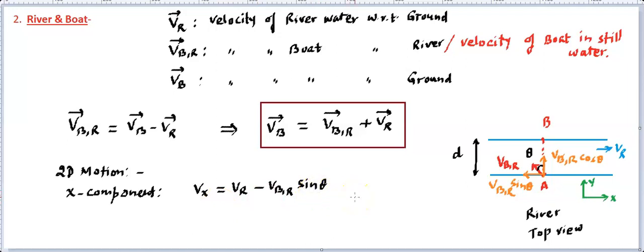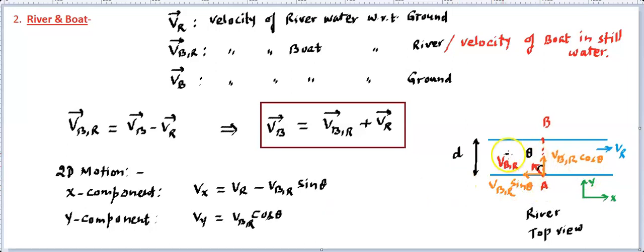Alright. And what will be the y component of this motion? The y component of this motion is going to have a velocity Vy, and this Vy is going to be simply VBR, that means boat with respect to river, into cos theta. Now you see, the x component of velocity will be responsible for the x component of motion, and the y component of velocity will be responsible for the y component of motion.